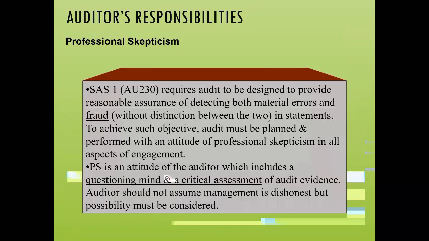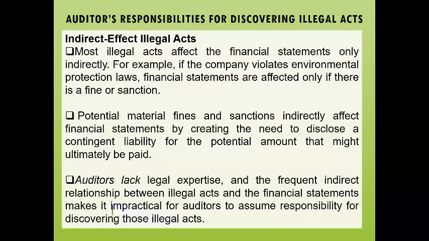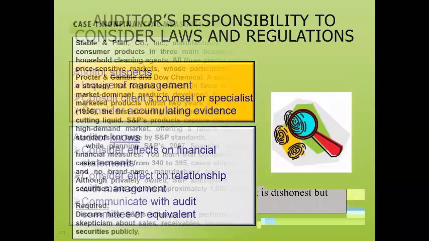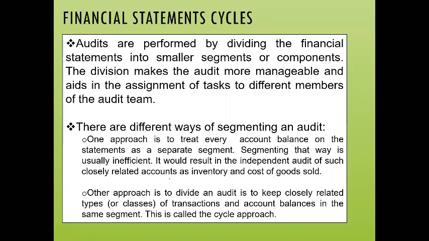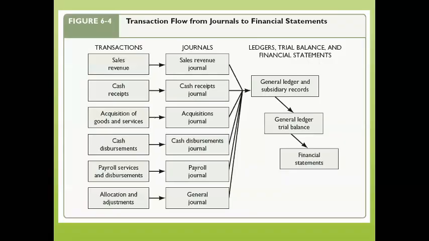If you would like to divide the financial statements into cycles, you have to be aware of the journals. We said we have 6 journals, and each journal is concerned with a specific type of transaction. We have the sales revenue journal, the cash receipt journal, the acquisition journal, the cash disbursement journal, the payroll journal, and the general journal. In the sales revenue journal, we include all the sales revenue based on credit.